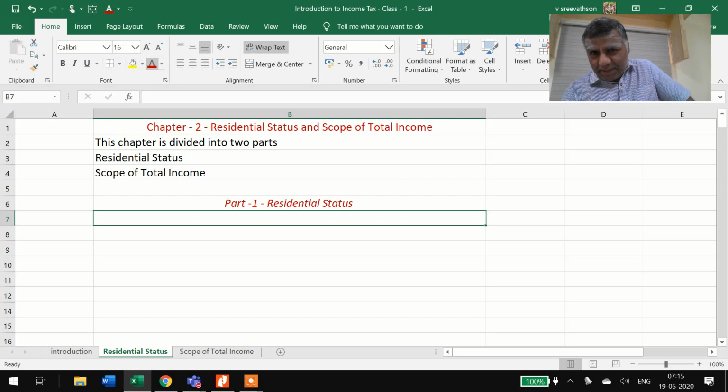Can I tax Bill Gates? Can the Indian government tax Bill Gates? Ramkumar, can the Indian government tax Bill Gates? If he earns income in India, sir. If he earns income in India, otherwise can we tax him? He doesn't earn. No. Why? Because he's a foreigner.